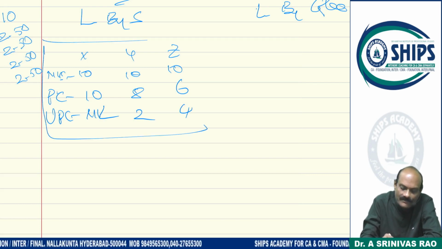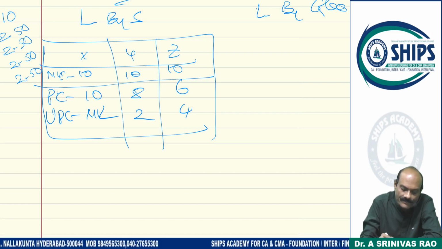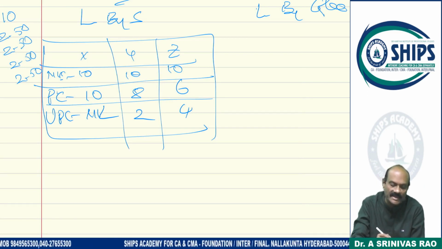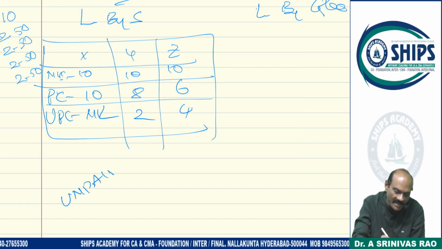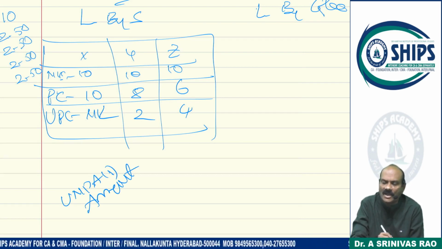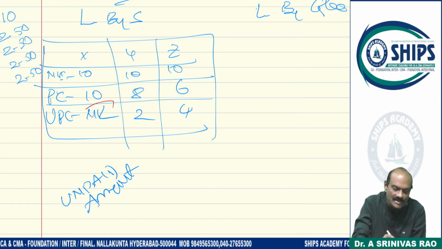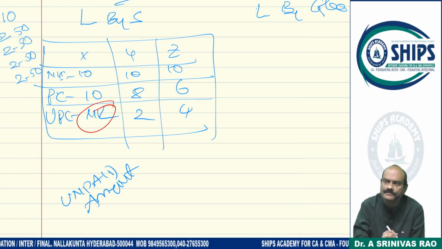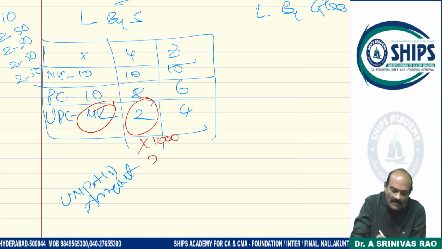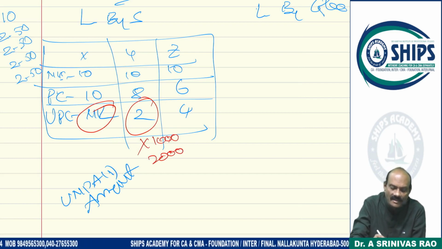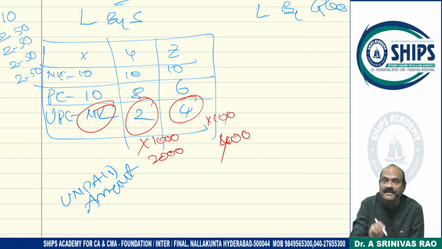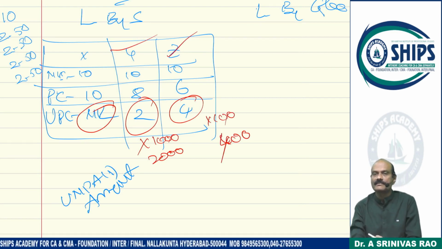Now the company is closed. What is the liability of these persons? Limited by share means the shareholder's liability is limited to the extent of the unpaid amount on the shares held by him. What is the unpaid amount of Mr. X? 0. Liability also 0. Unpaid value of Mr. Y is 2. 2 into how many shares? 1000 shares. Your liability is 2000. Mr. Z, unpaid balance 4. How many shares? 100 shares, so 400 rupees. At the outset, these two guys were multimillionaires; they need not pay their money.